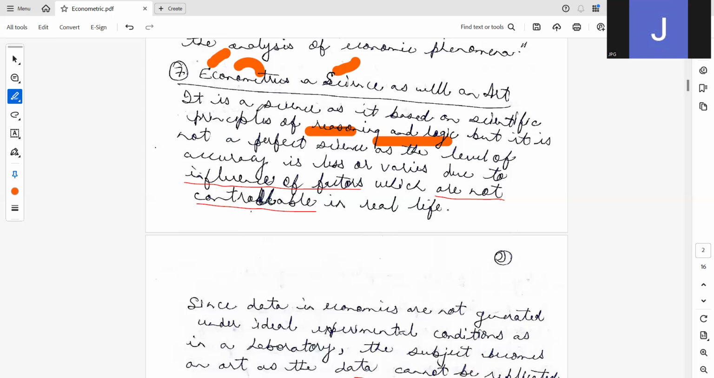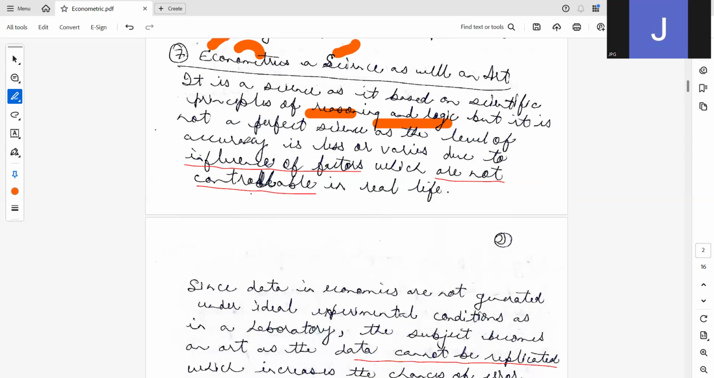So if I look at the subject of econometrics, which is based on economics, it includes mathematics and it has statistics. Since it is based on all these three subjects, then obviously it makes me feel that econometrics is a science, right? But then, yes, of course, it is a science since it is based on reasoning and logic. But there is a reminder that it is not a perfect science. The level of accuracy is not going to be absolutely 100%.